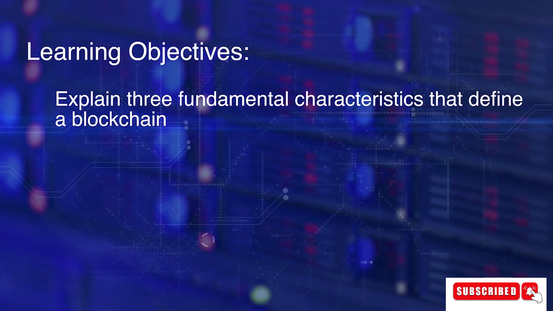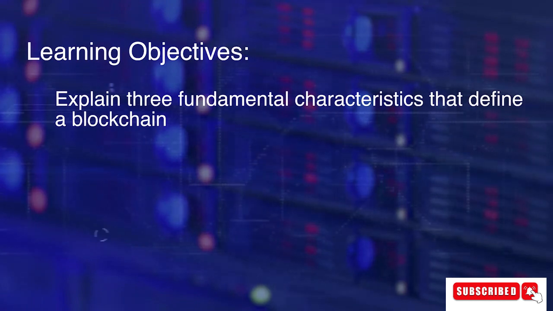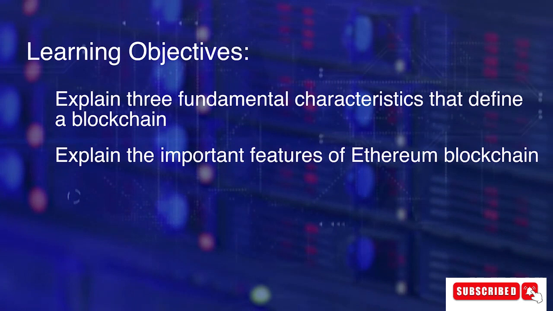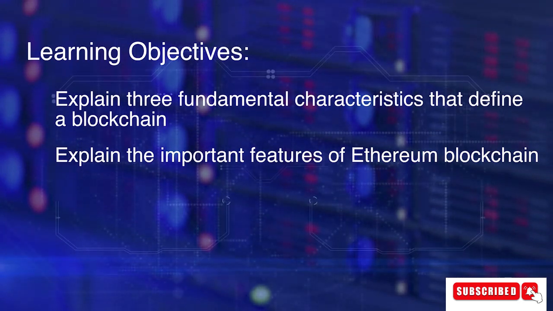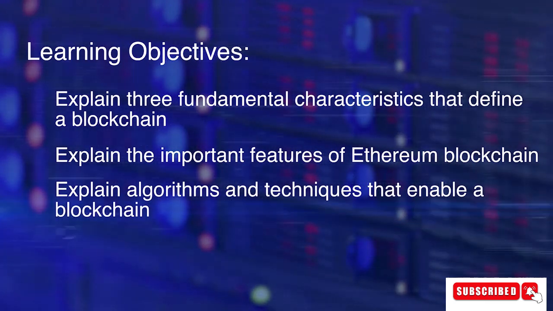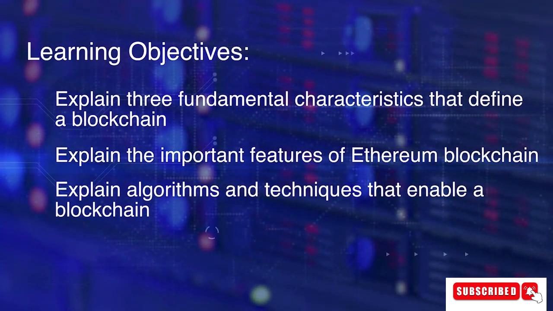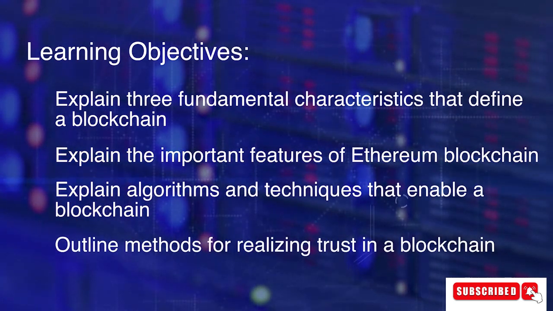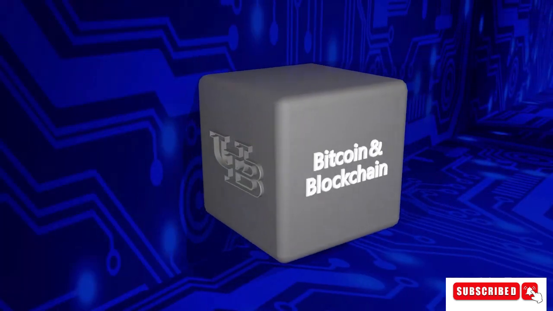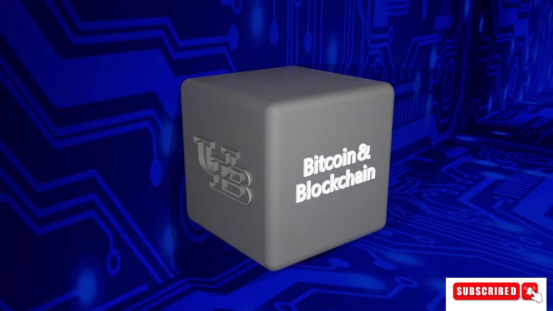By the end of the first module, we'll move beyond Bitcoin into introducing the next generation blockchains with Ethereum. You will also be able to discuss the important features of Ethereum blockchain that is used as a reference implementation in many newer blockchains, and explain the algorithms and techniques that enable the blockchain, including public key cryptography and hashing. Finally, you will be able to outline methods for realizing trust in a blockchain. Let's begin with an introduction of Bitcoin.